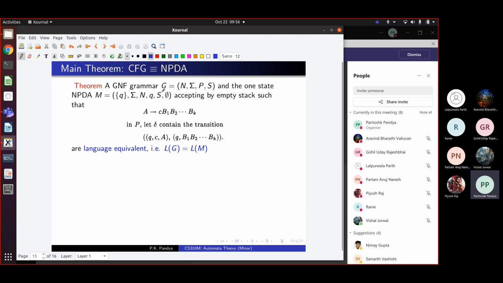Now I will give you an outline of the proof of this theorem, and the proof is done in two parts. First theorem is the following. Suppose you are given a grammar G in Greibach normal form. So what are we given? We are given a grammar G in Greibach normal form, and we are given a one state push down automaton, that is a push down automaton with a single state, like in the example we saw, whose stack symbols are exactly the set of non-terminals.